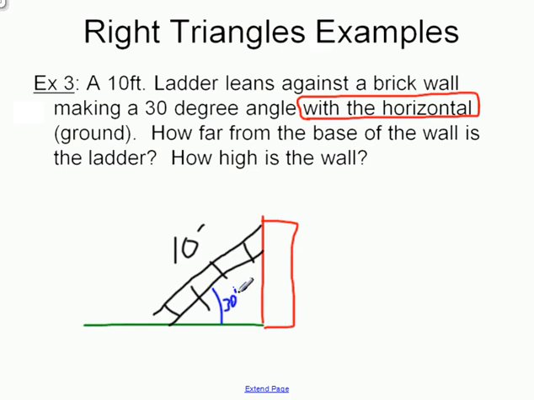Now, what would be helpful is knowing some of these other angle measures. This top angle measure here, we don't really know what it could be. However, unless this is a leaning tower wall, we would hopefully know that that's a right angle there. So now you have a 30, 60, 90 triangle with one side length. And so it's essentially just an application of the problems we were doing yesterday.